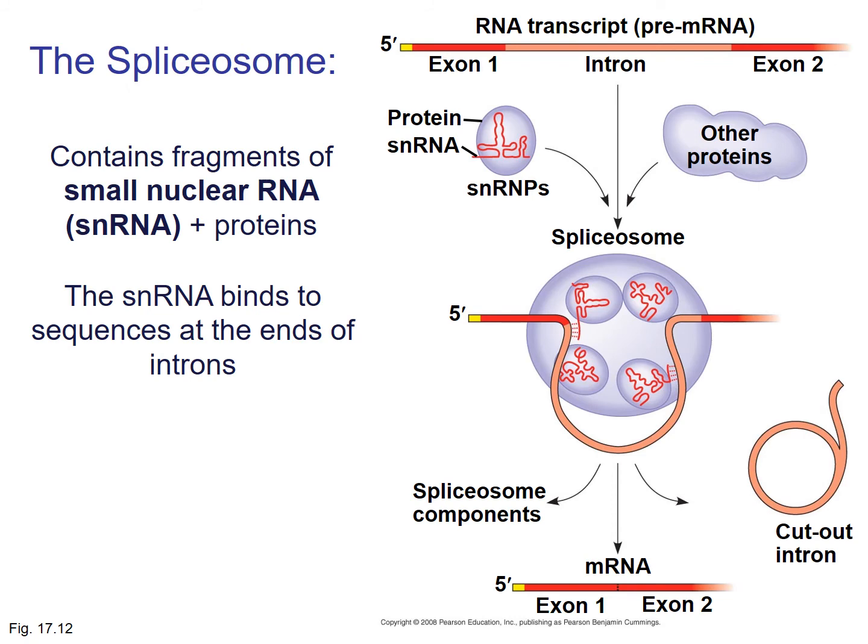So how is this done? This is done by something called the spliceosome. So let's talk about the spliceosome for a couple of minutes here. The spliceosome is basically this piece of molecular machinery. I don't want to call it a protein because it's not just made out of proteins. And this machinery is involved in splicing, so it cuts out those introns. So notice this note here. It says that it contains fragments of something called small nuclear RNA. So small nuclear RNA, snRNA.